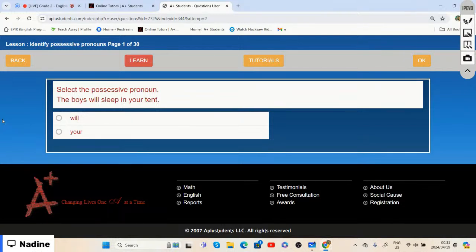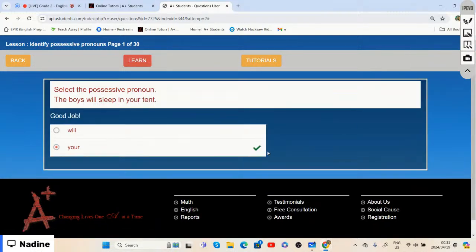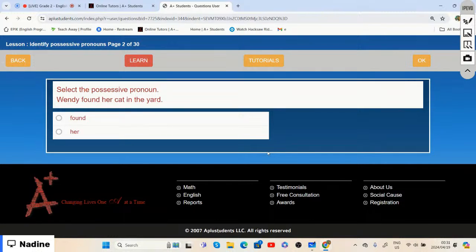So if we were to select the possessive pronoun, then your is our possessive pronoun because it says the boys will sleep in your tent. Your can refer to Jack's tent or Jake's tent, right? Or Miss Cotto's tent. But now somebody is telling the next person that it's going to be in your tent. So instead of saying the person's name, we say it's in your tent, right? So your is correct. So well done.